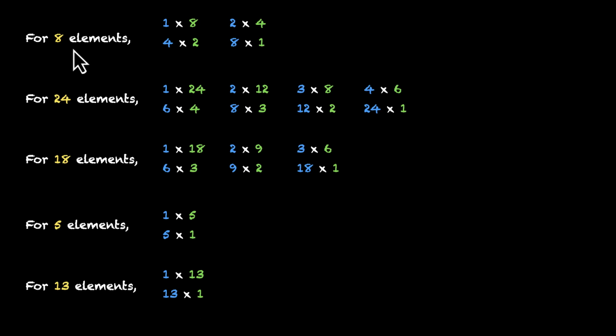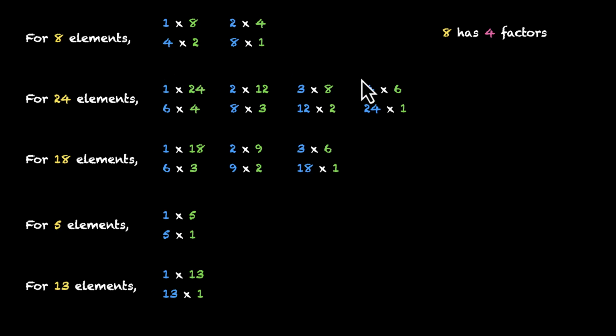So what's the pattern here? For 8 elements, we have 4 possible orders. Well, 8 has 4 factors: 1, 2, 4, and 8. And each of these factors could be the number of rows that we have. And if we divide 8 by that number, we'll get the number of columns. So for each factor, we have a specific combination, a specific order. 8 has 4 factors, so we have 4 possible orders.